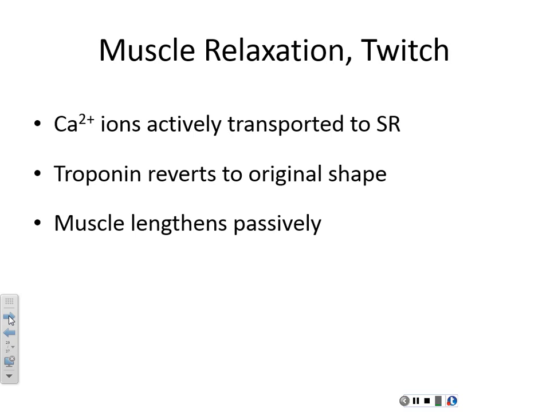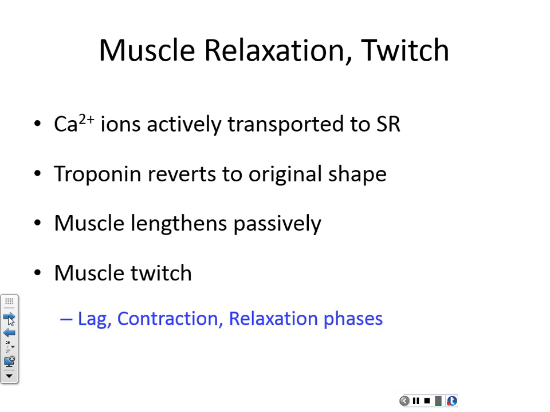And then of course the muscle twitch, which is the contractile response of a few muscle fibers or just one. When it contracts, that's a muscle twitch, and it will have the lag phase, when all those events happen, the contraction phase, and the relaxation phase, when you're pumping all the calcium back into the sarcoplasmic reticulum. Very good.